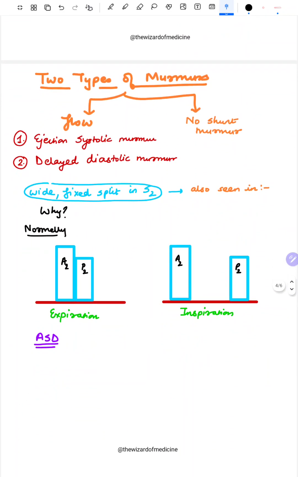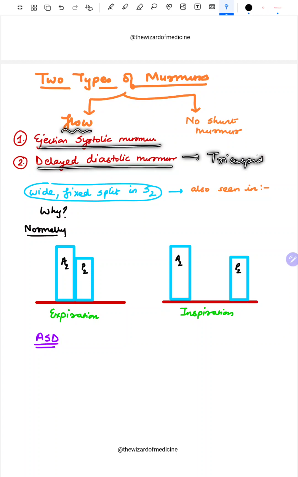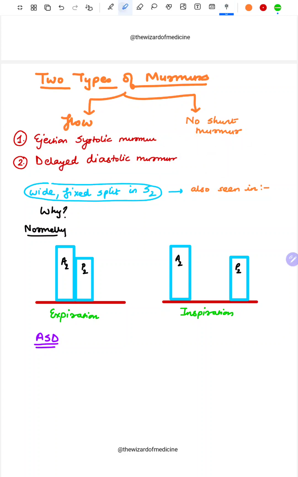So we already discussed the two types of murmur. I already told you that there is no shunt murmur. But yes, we are definitely having the flow murmurs, the ejection systolic murmur and the delayed diastolic murmur. The delayed diastolic murmur occurs at the level of the tricuspid valve, and the ejection systolic murmur occurs at the level of the pulmonary valve. Now there's one more thing that you must know: in ASD we have a wide fixed split S2.